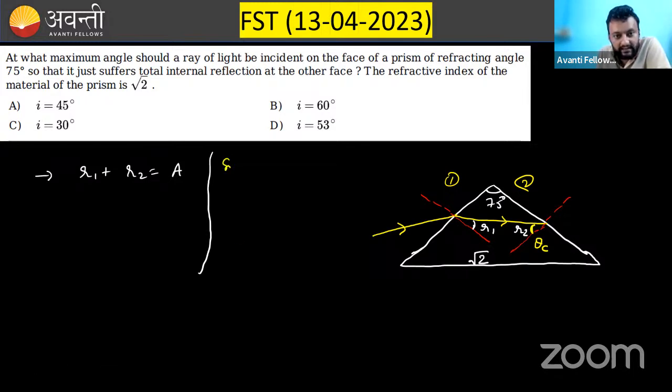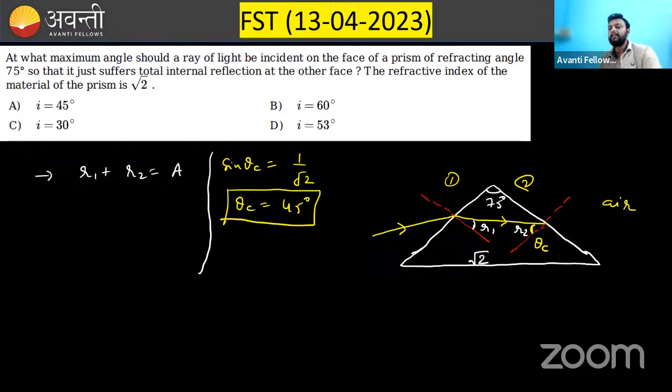Now, what we know is that sine theta c is equal to rarer by denser. Rarer is outside air. Denser is root 2, that is 1 by root 2. So theta c is equal to 45 degree. Is it clear? That means R2 is equal to 45 degree. So can you get R1 here? So R1 is equal to 75 minus 45, that is 30 degree.